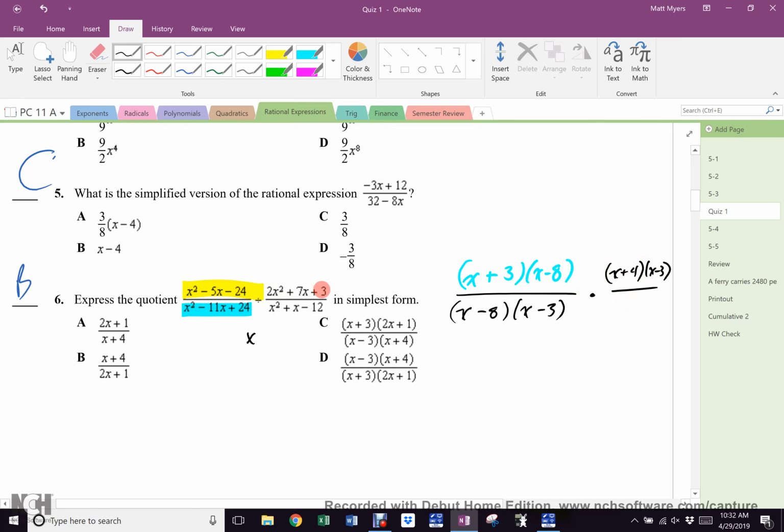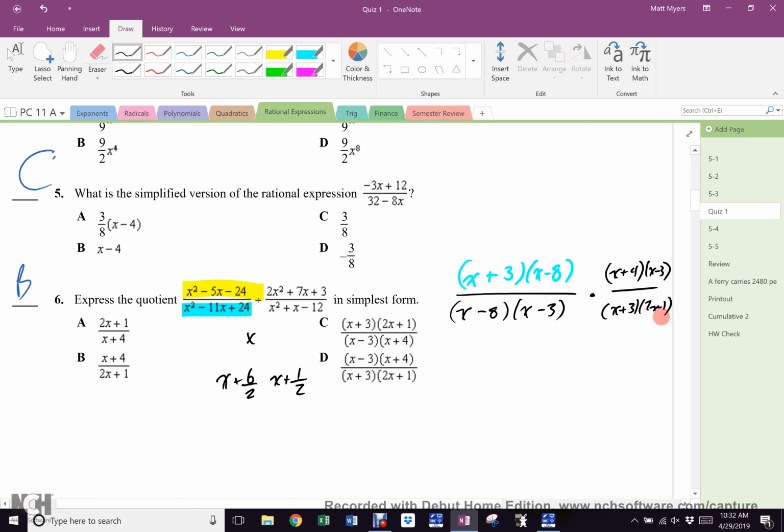2 times 3 is 6. The factors of 6 that add to 7 are 6 and 1. So it is x plus 6, but not really plus 6 divided by 2, and x plus 1, but not really plus 1 divided by 2. Which is x plus 3 and 2x minus 1. Yes?